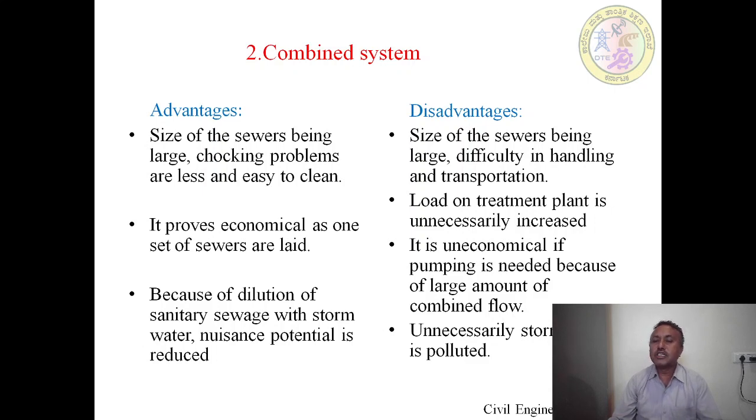Coming to the disadvantages: the size of the sewers being large, there is difficulty in handling and transportation during laying of sewers. The load on the treatment plant is unnecessarily increased due to this combination of storm water and sewage. It is very uneconomical if pumping is needed because it is a combined flow. A large amount of flow will be there and it proves to be uneconomical where pumping of sewage is practiced. And coming to the last point, storm water is unnecessarily getting polluted. I think these are the disadvantages of the combined system.